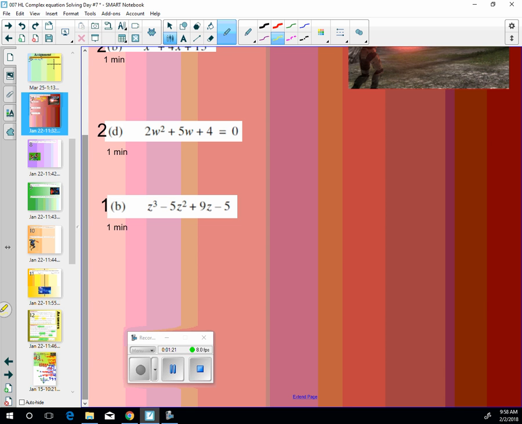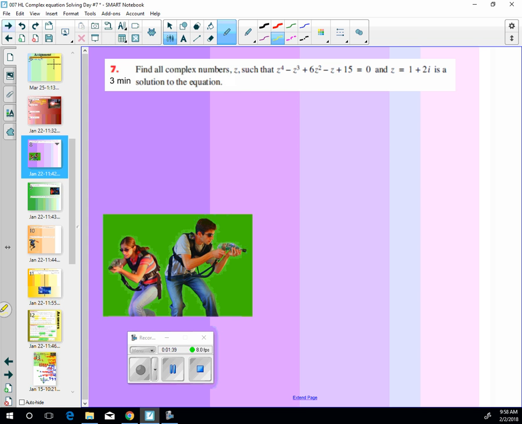z cubed minus this. I was wondering if you could take out a z squared in this one. That's 5. I'll let you think about that one. And then these are the ones that I wanted to focus on.